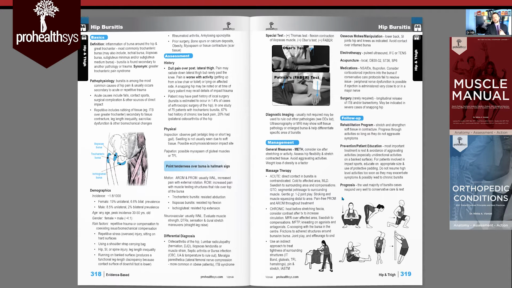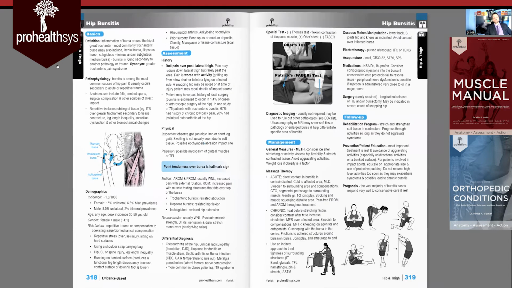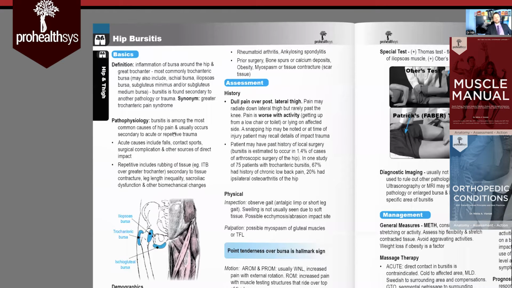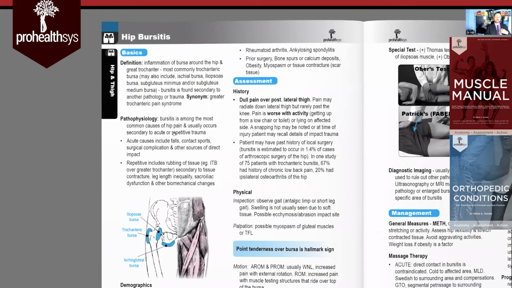Unfortunately, ICD-10 codes, or International Classification of Disease codes, give you recommendations for this as an actual condition. Figure out what the cause is. You might as well just say you have swelling, you have inflammation, because that's really what bursitis is. But for completeness, let's go ahead and go through this. So inflammation of a bursa around the hip, commonly trochanteric, can be greater trochanter, iliopsoas, or ischiogluteal bursitis, most commonly.